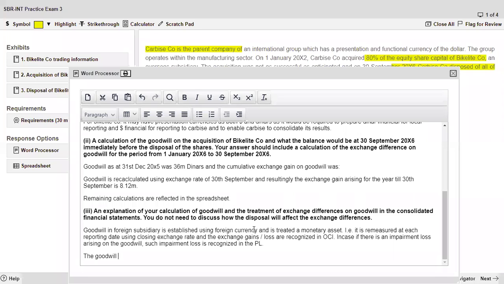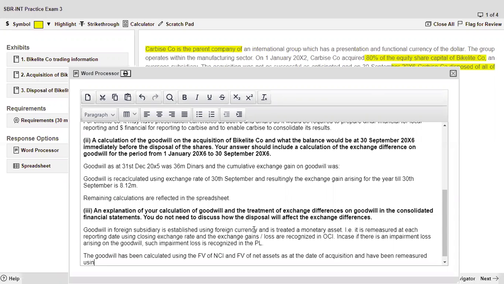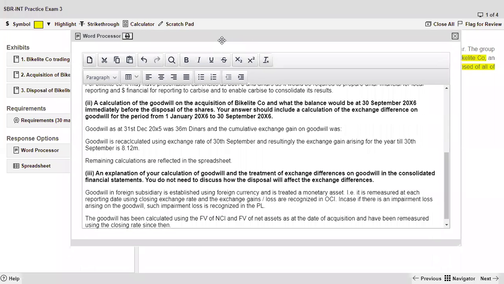The goodwill has been calculated using the fair value of NCI and the fair value of net assets as at the date of acquisition and has been remeasured using the closing rate since then.